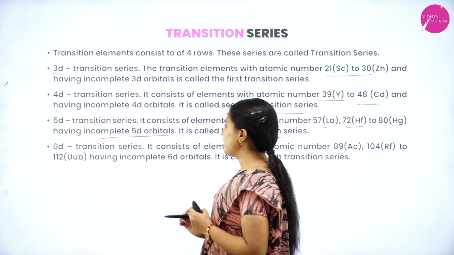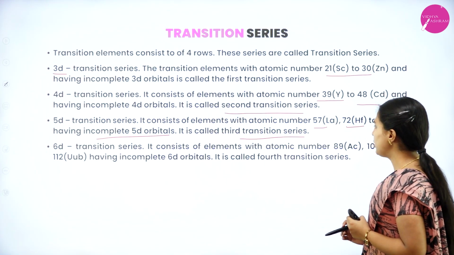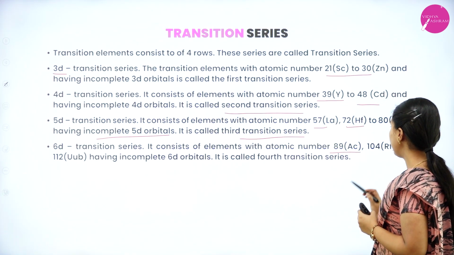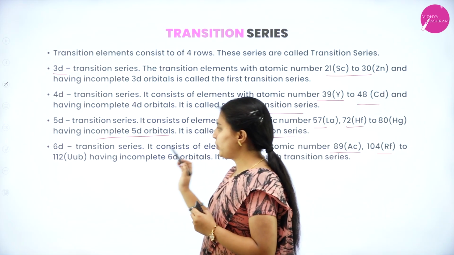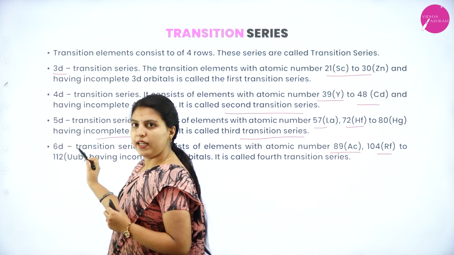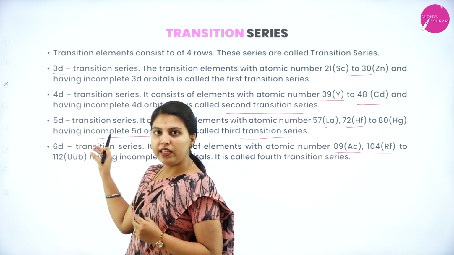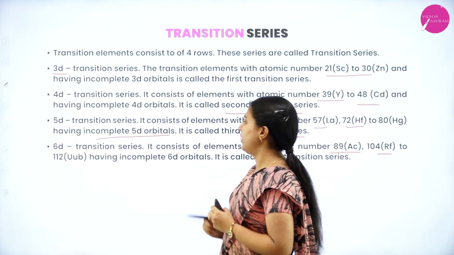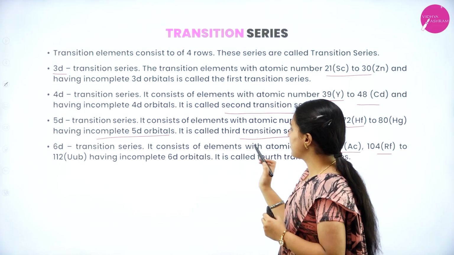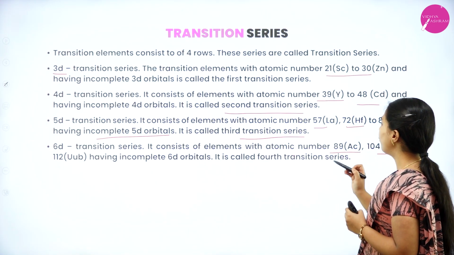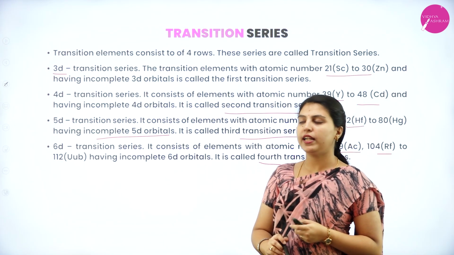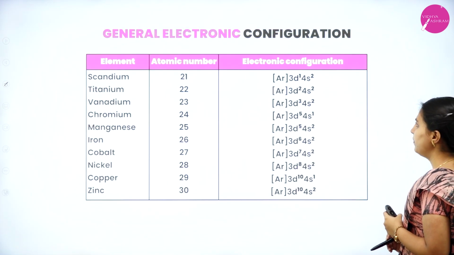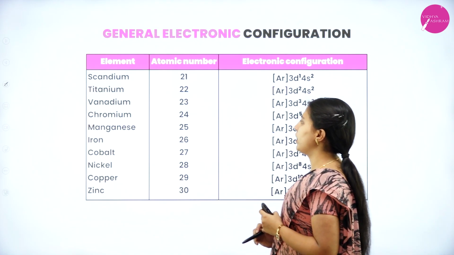Next, the 6d transition series. It consists of elements with atomic number 89 actinium to 104 rutherfordium up to 112, because that element has not been discovered yet. So having incomplete 6d orbitals, it is called the fourth transition series. Okay, these are the 4 transition series. Next one, general electronic configuration.